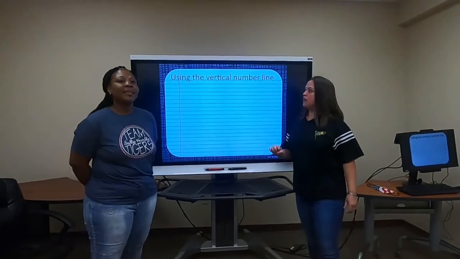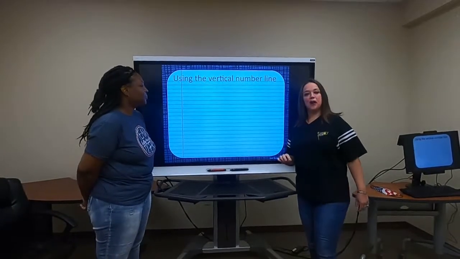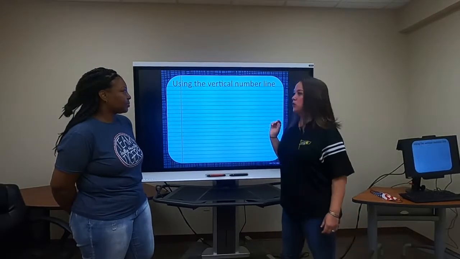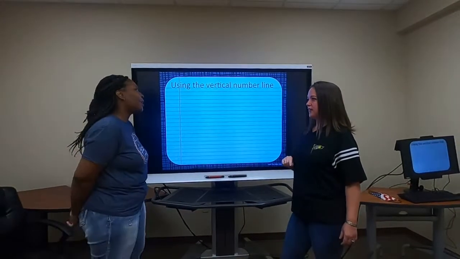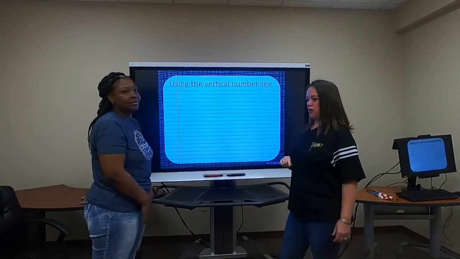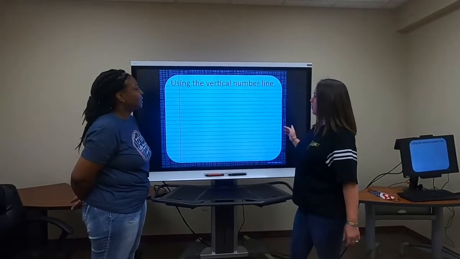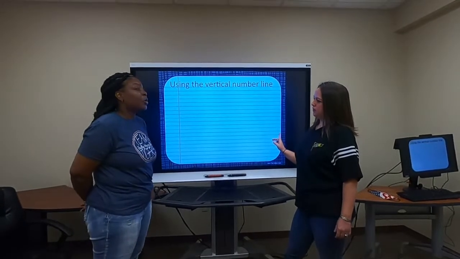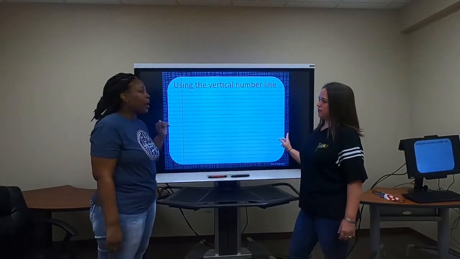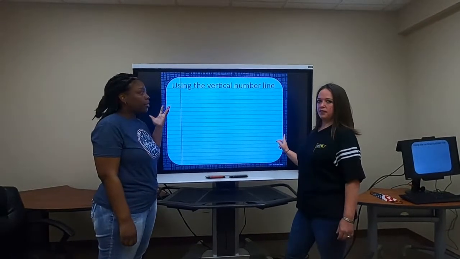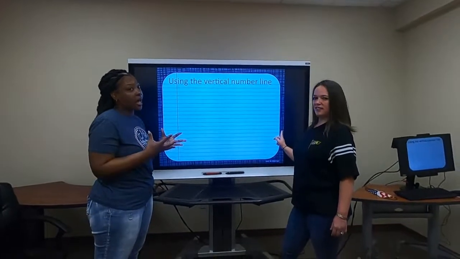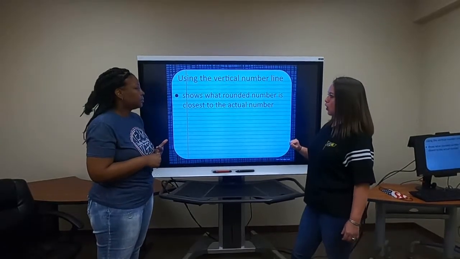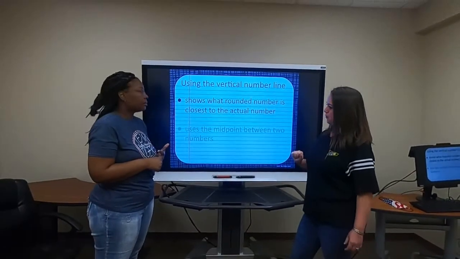Okay, boys and girls, you probably have rounded on the vertical number line. So, can y'all remind me, Miss Bethea, what does vertical mean? Vertical means we're going up and down, up and down. Very good. So what would be the point of rounding on a vertical number line? I think the point is so you can actually see how close the number you're rounding is to the two numbers that you're rounding to. You can visualize what you're doing. Very good. I agree. It shows what rounded number is closest to the actual number.